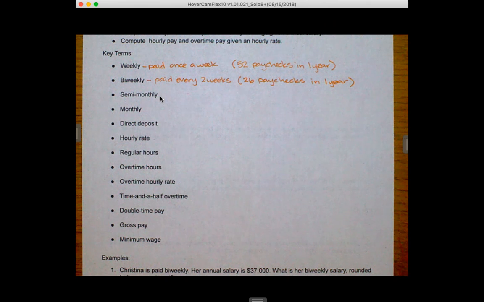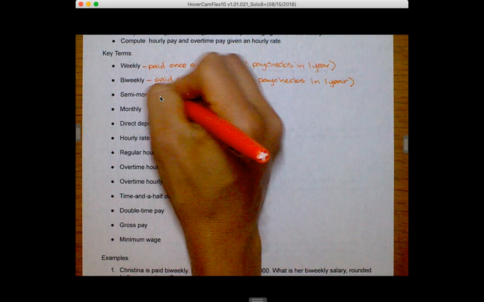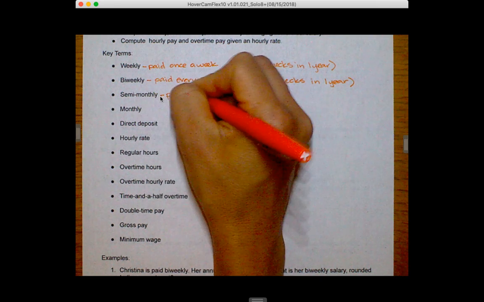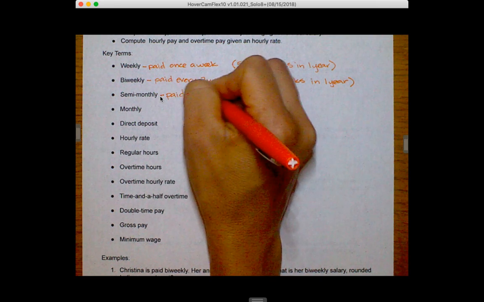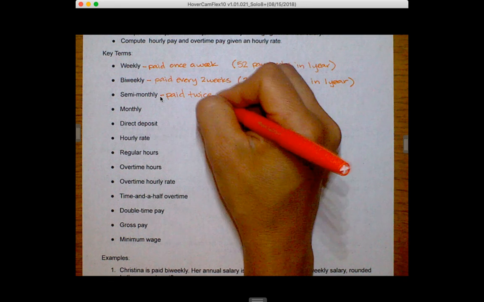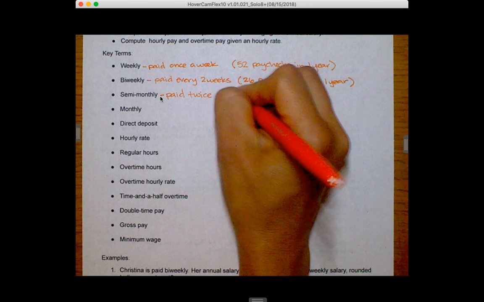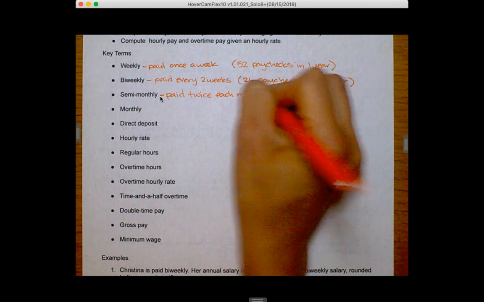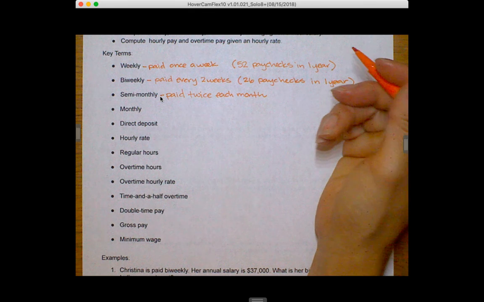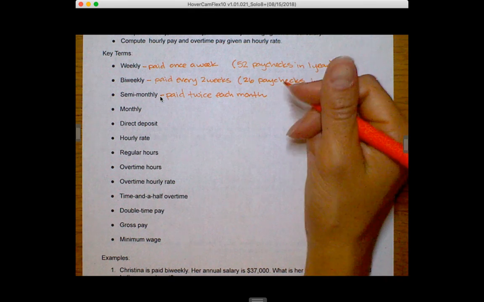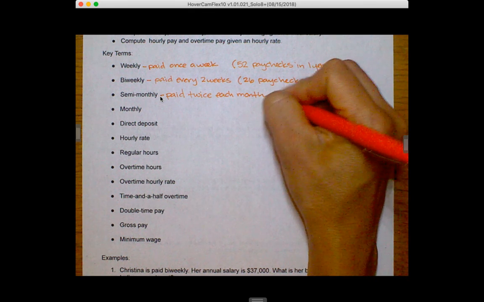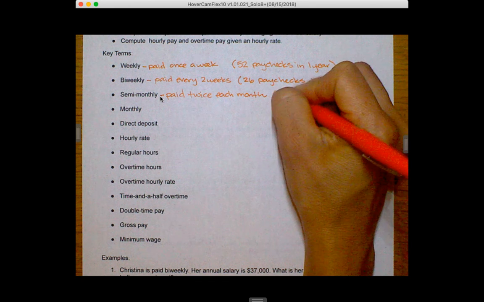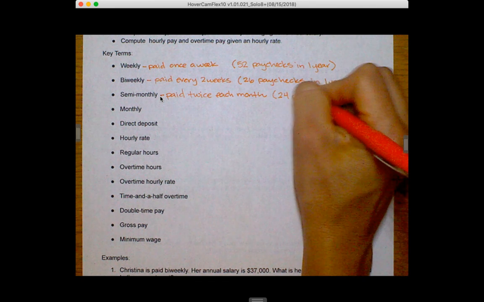Okay, so our next definition is semi-monthly. This is going to be paid twice each month. A lot of companies do this where they pay you on the first of the month and then again halfway through the month on the 15th. Okay, this would mean that you're getting 24 paychecks in 1 year.